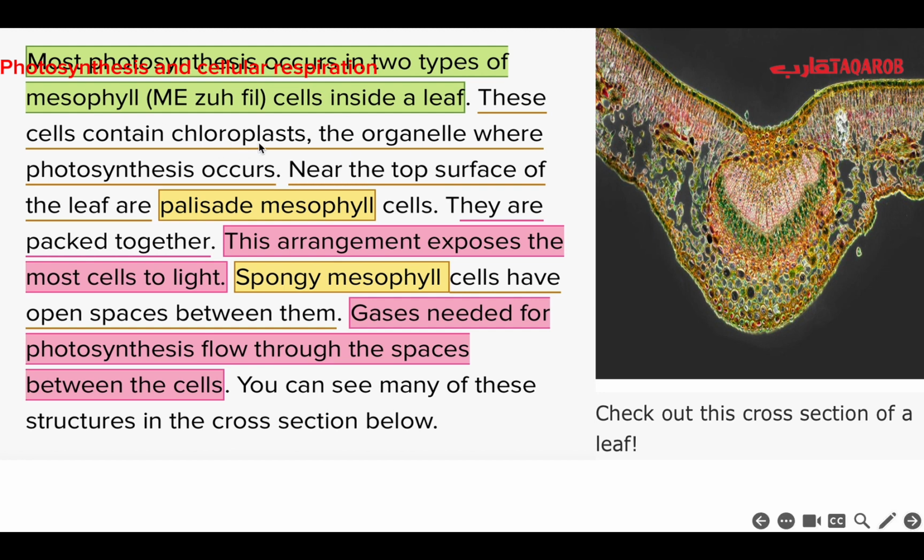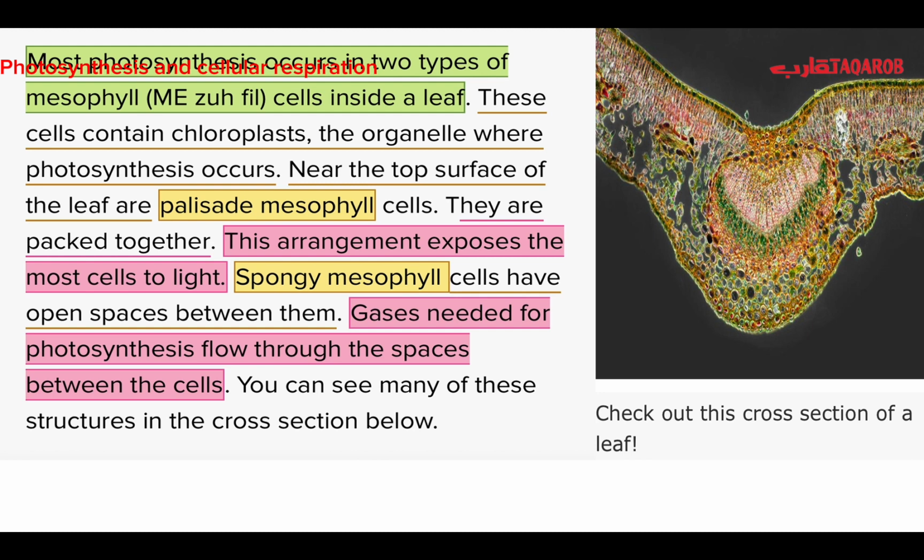These cells contain chloroplasts. This is very important: chloroplasts are in the mesophyll cells, the organelle where photosynthesis occurs. So photosynthesis occurs in the chloroplasts, in the mesophyll cells inside the leaf. Near the top surface of the leaf, we have the palisade mesophyll. Palisade mesophyll cells are packed together because this arrangement exposes the most cells to light.